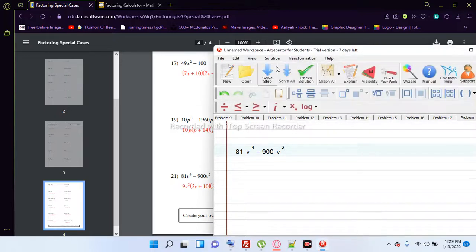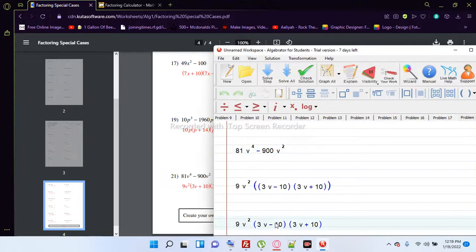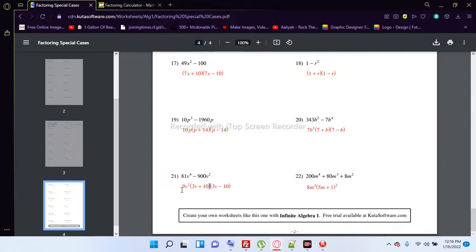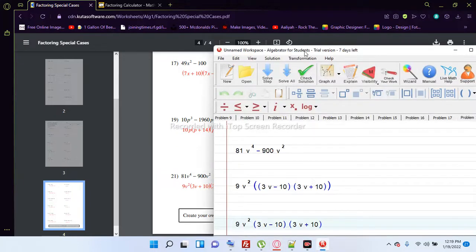Now, what you want to do is press solve all. And now you have 9v squared, 3v minus 10 and 3v plus 10. And there it goes again with that backwards math. And it shows you the same thing she's showing you.